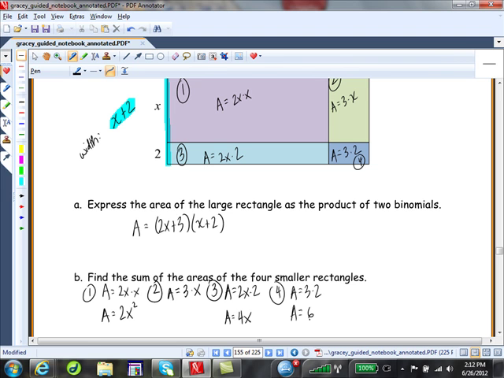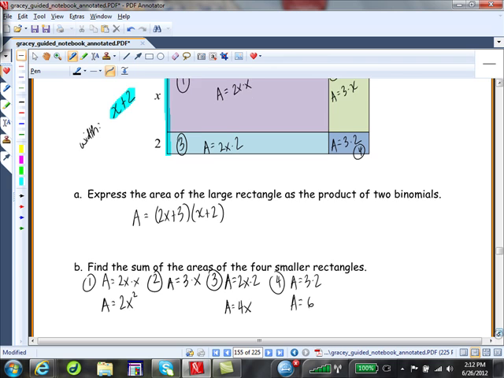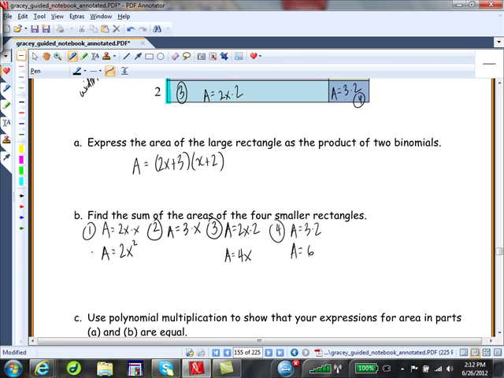Now they want us to add them all together, right? So the overall area of the big rectangle is equal to 2x squared plus 3x's plus 4x's plus 6, which equals 2x squared plus 7x's plus 6. And that's going to be in square units.